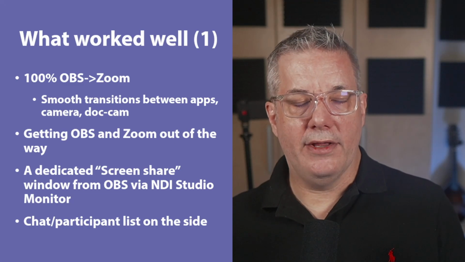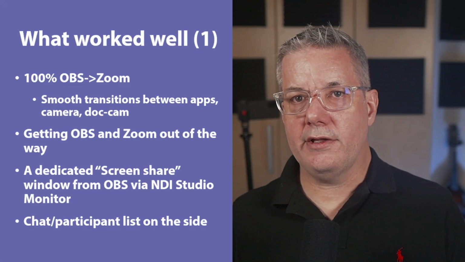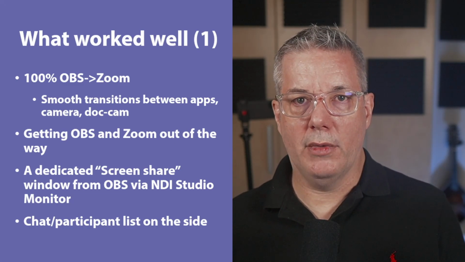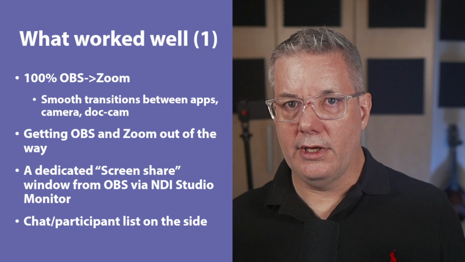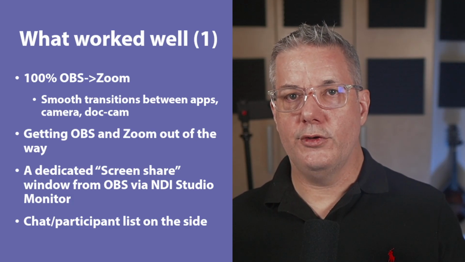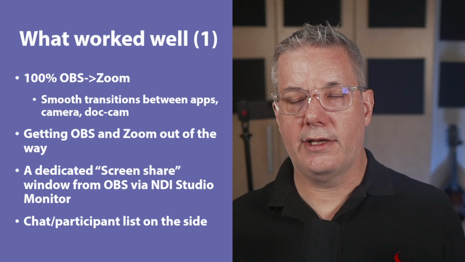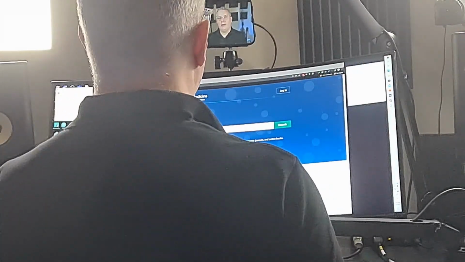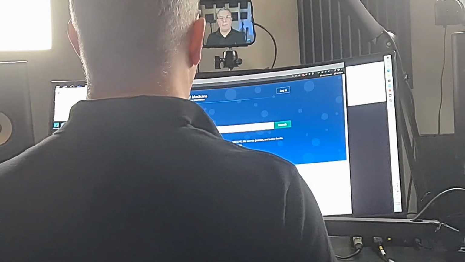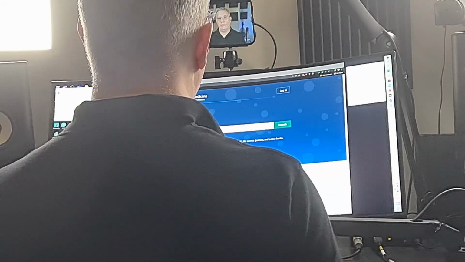And the other thing is I put the chat and participant list on the side. Now, what do I mean by that? In this case, it's because I have a 34-inch monitor. So I have an ultra-wide monitor. And that ultra-wide monitor allows me to do some things. And I'll show you what that looks like just right now. So what you're seeing right now is the typical thing that I'm looking at in a Zoom meeting.